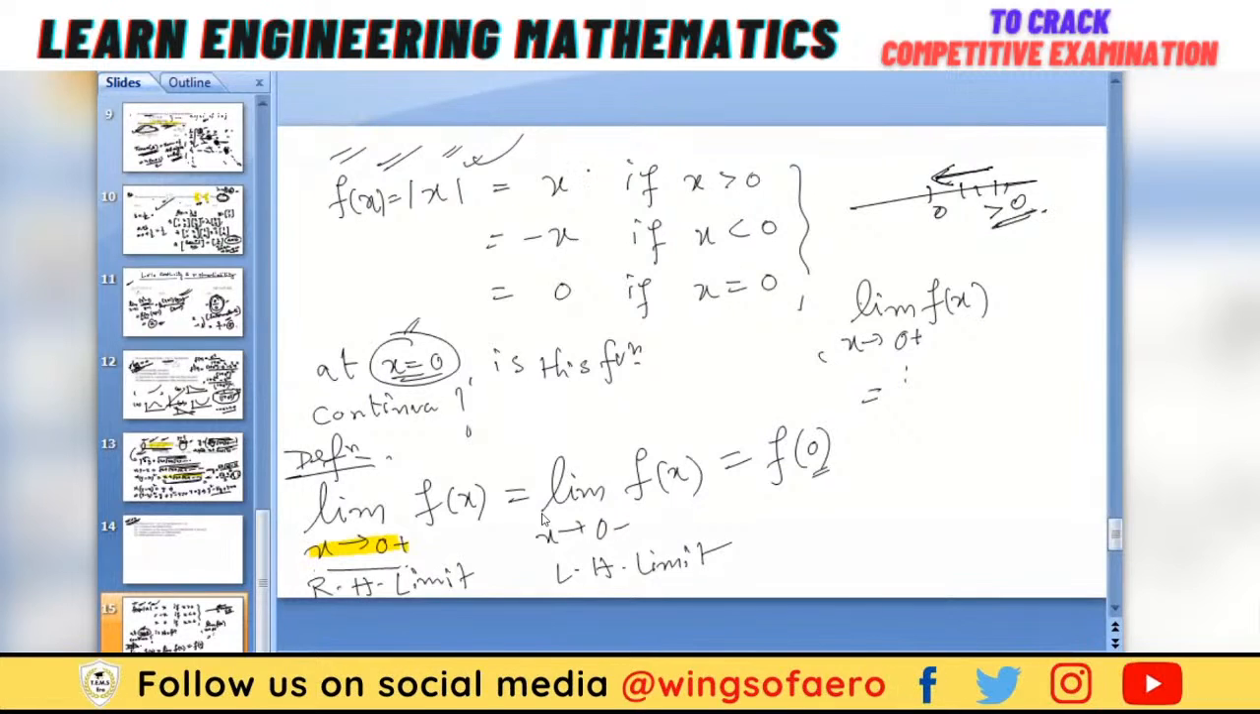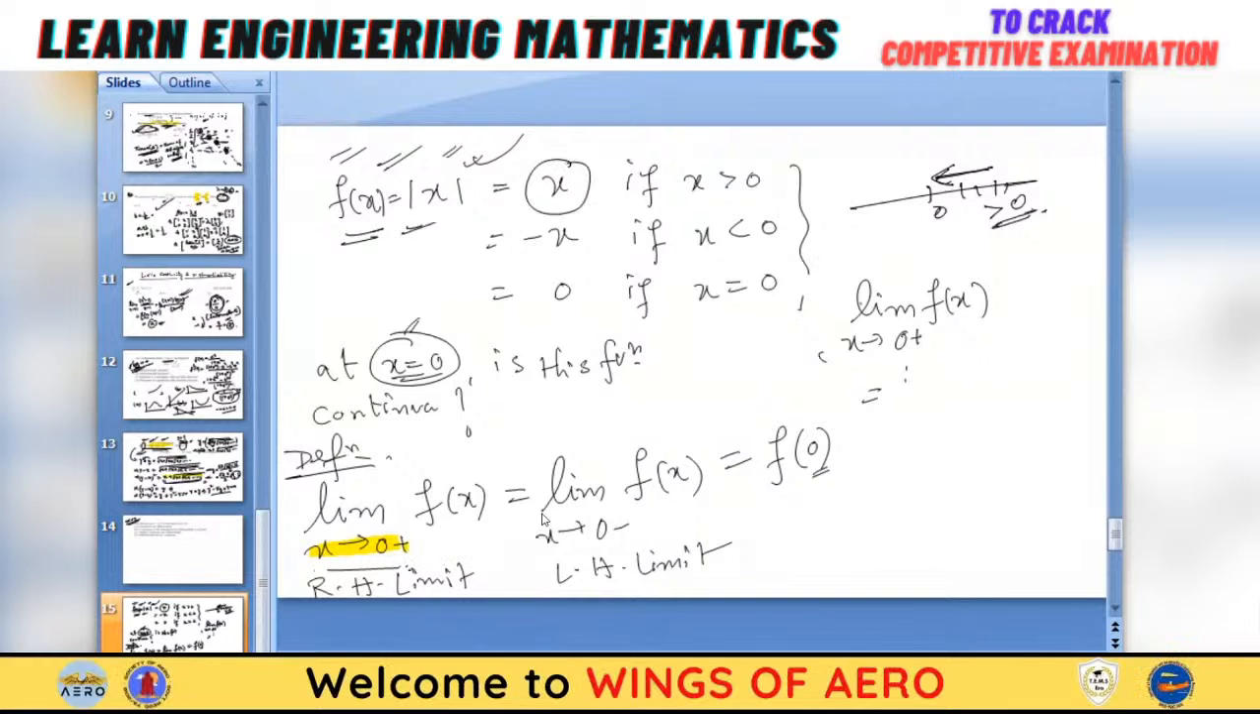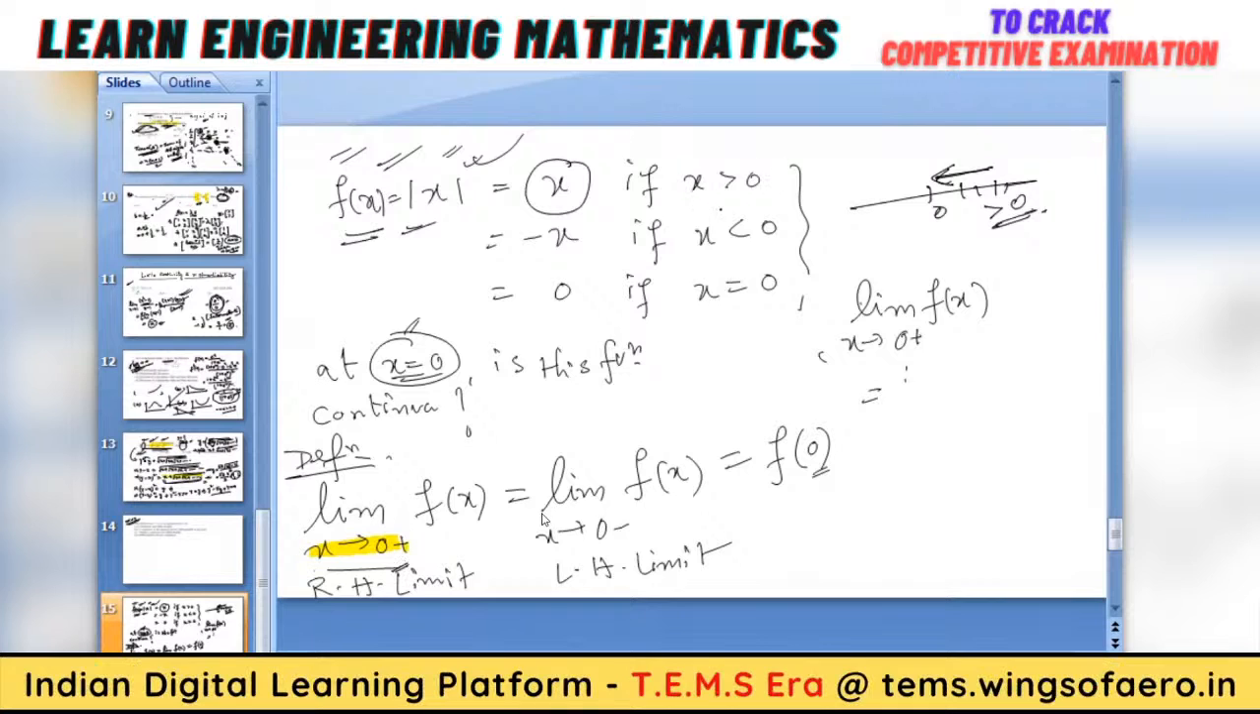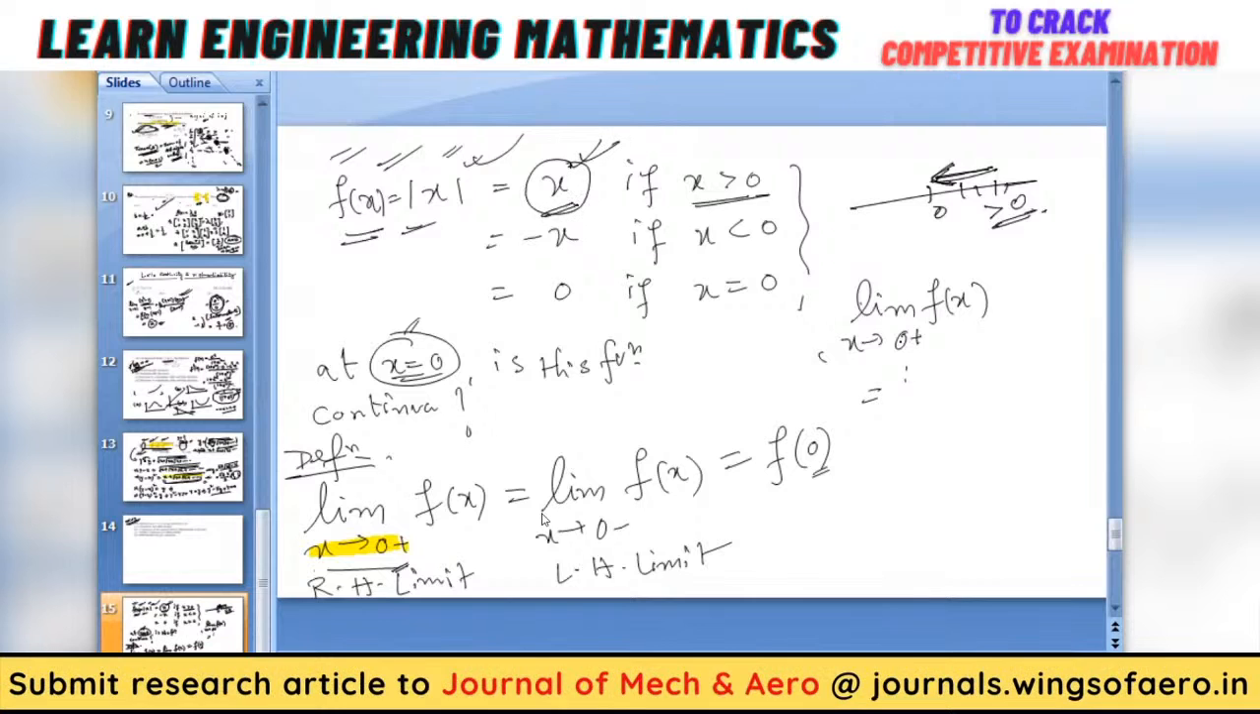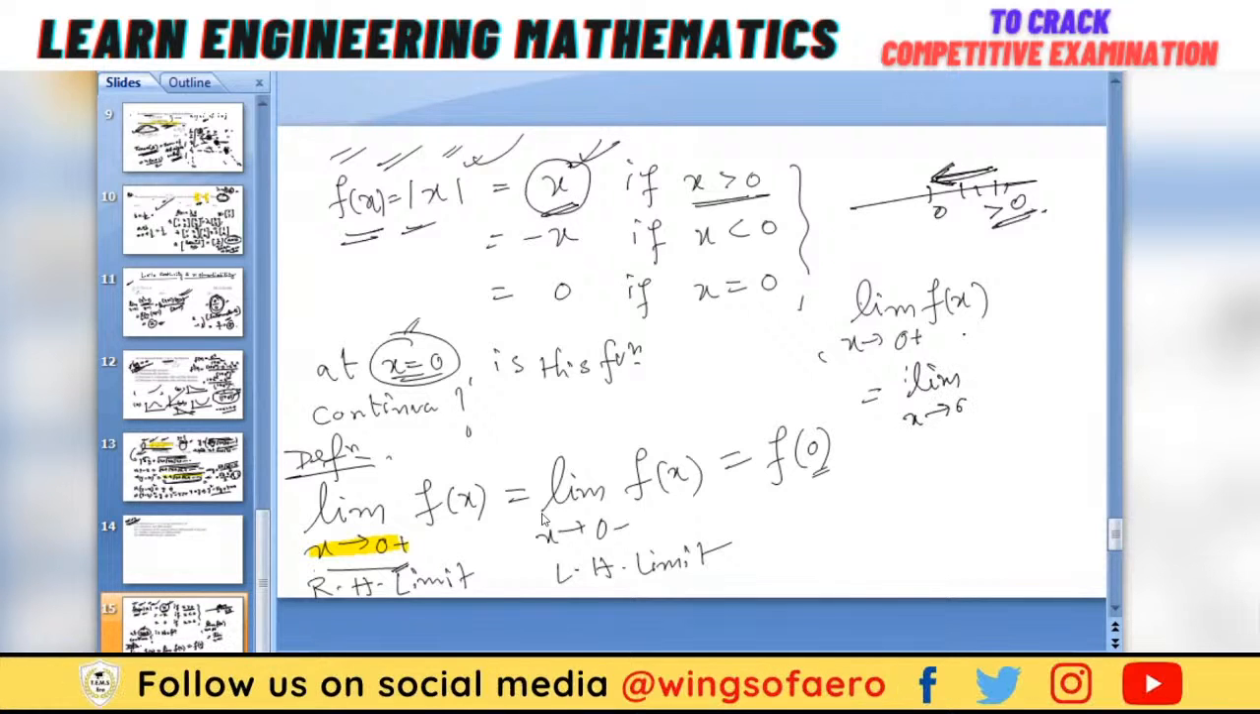So the value of the function mod x will be x. Okay, x tends to 0 plus means the value is approaching from the right side, and the right side means all values are greater than 0. So we have to choose x here. So this is equal to limit x tends to 0 of x, okay, is equal to 0.